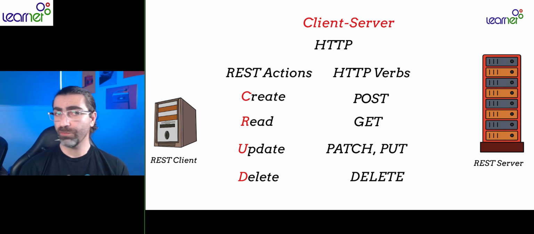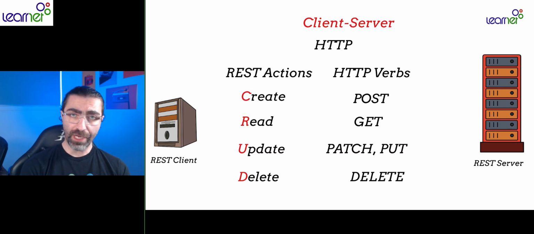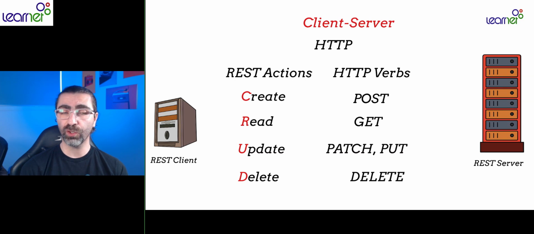These names are self-explanatory. Create means if you want to create something, a new object, a new entry on your REST server, the action is create, and the equivalent HTTP method is POST. I'll show you all of these in action. If you want to read something from the server, you use the GET method. If you want to update something on the server, you use the PATCH or PUT methods. And if you want to delete something, you use the DELETE method on the server.